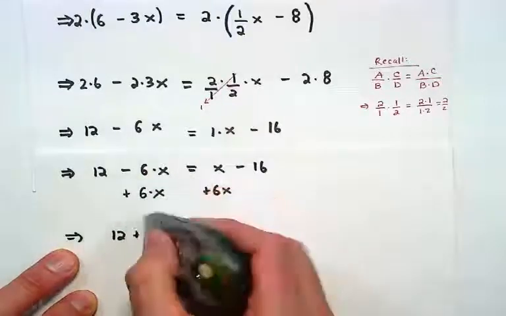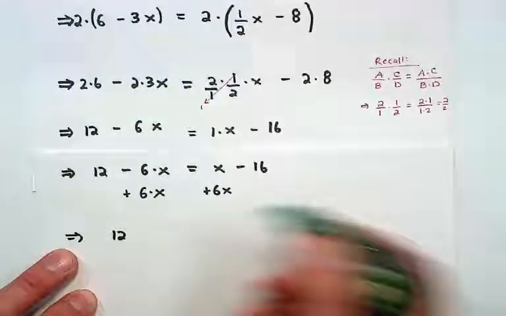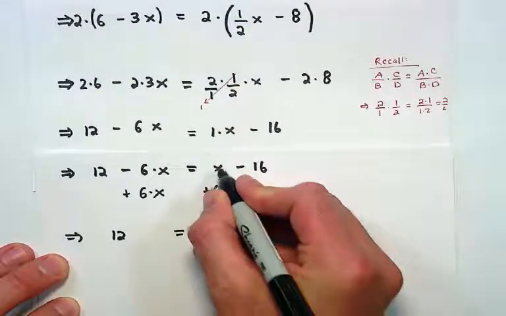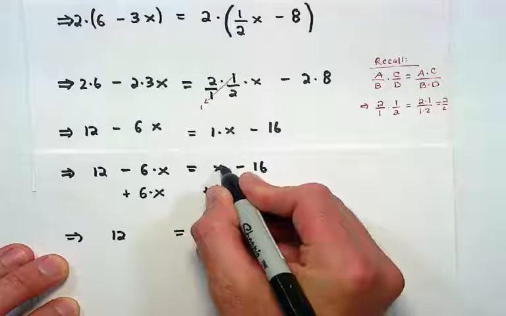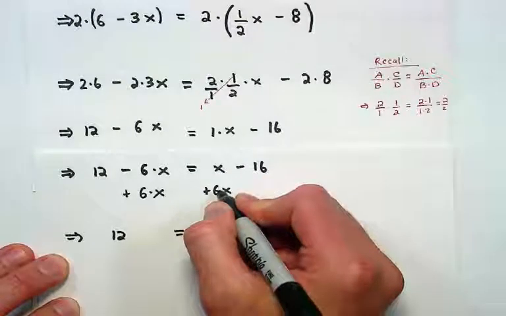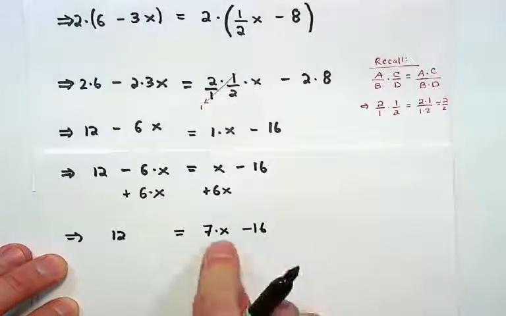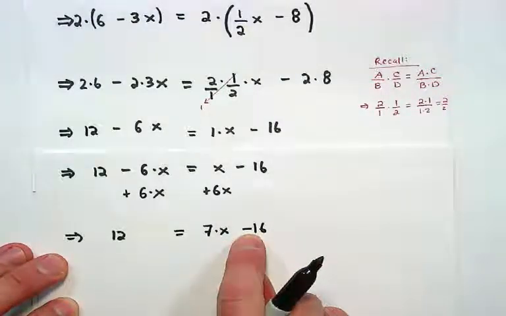These two things cancel out, and we usually don't write the 0 because 0 plus 12 is always 12. Over here I've got x plus 6x. If I take 1 of something and then add 6 more of that same thing, I must have a total of 7. The x is not by itself. We've got this stinking 16 over here.